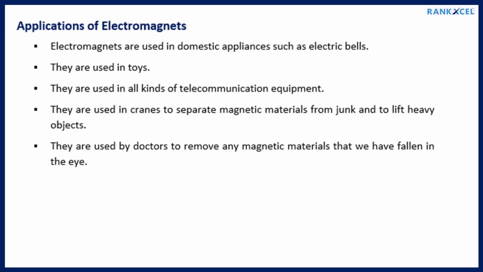Applications of electromagnets. Electromagnets are used in domestic appliances such as electric bells. They are used in toys. They are used in all kinds of telecommunication equipment. They are used in cranes to separate magnetic materials from junk and to lift heavy objects. They are used by doctors to remove any magnetic materials that have fallen in the eye.